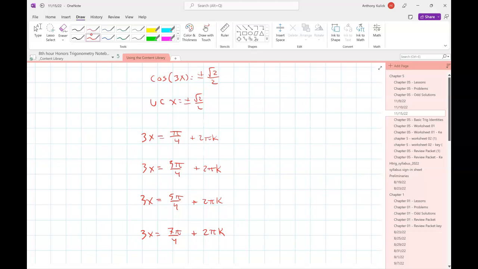Everybody's okay there? Katie? I went to the unit circle and looked for the places where the x-coordinate was root 2 over 2, or negative root 2 over 2. I'm just doing it in my head because it's math teacher, you know. So, and then we'll divide both sides by 3.